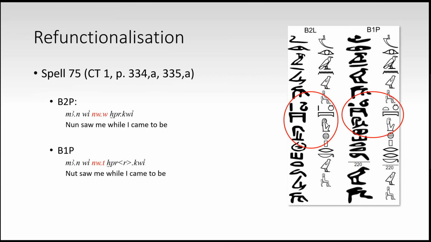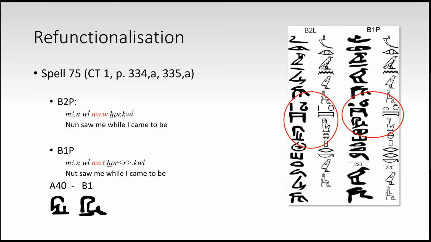I say this can be the case because what makes this phrase rather intriguing to me is the fact that, as I show here below, there is actually a clear distinction in B1P between the seated god and the seated female. So the scribe went out of his way to make sure that the classifier of Nut, in this case, is female.